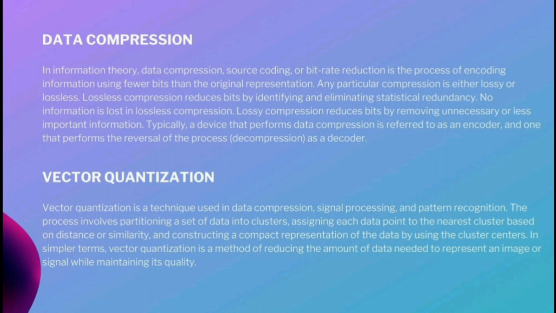Vector quantization. Vector quantization is a technique used in data compression, signal processing, and pattern recognition. The process involves partitioning a set of data into clusters, assigning each data point to the nearest cluster based on distance or similarity, and constructing a compact representation of the data by using the cluster center. In simple terms, vector quantization is a method of reducing the amount of data needed to represent an image or signal while maintaining its quality.